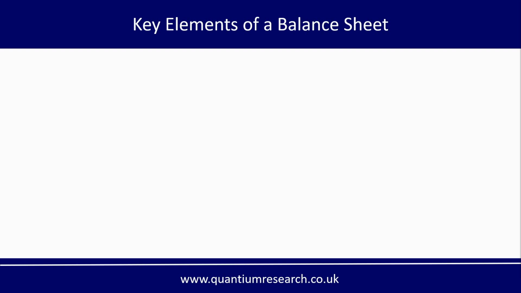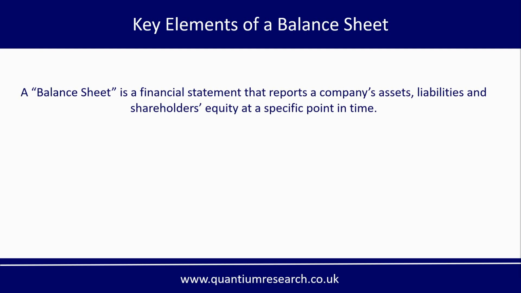So let's begin. We must define first what a balance sheet is, and that is a statement that reports a company's assets, liabilities, and shareholder equity at a specific point in time. So let's go through those 3 points we made: assets, liabilities, and shareholder equity. So we've got assets, and they can be divided into 2 things. You've got current assets and non-current assets.